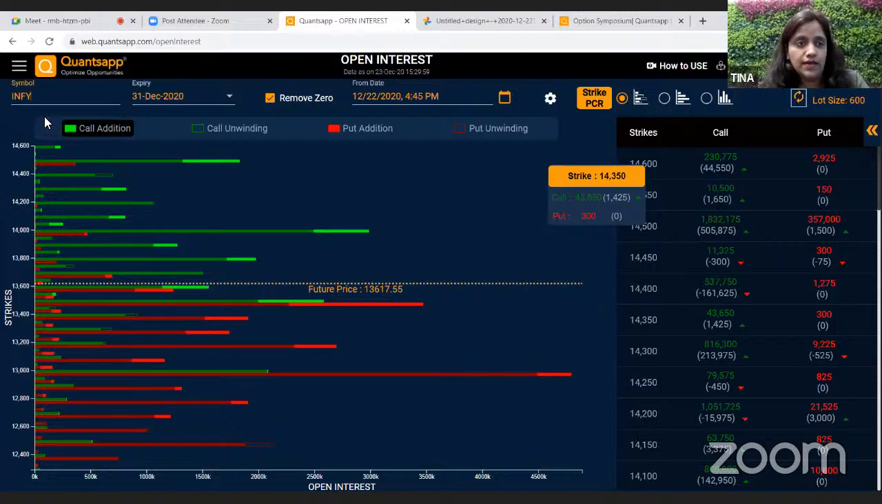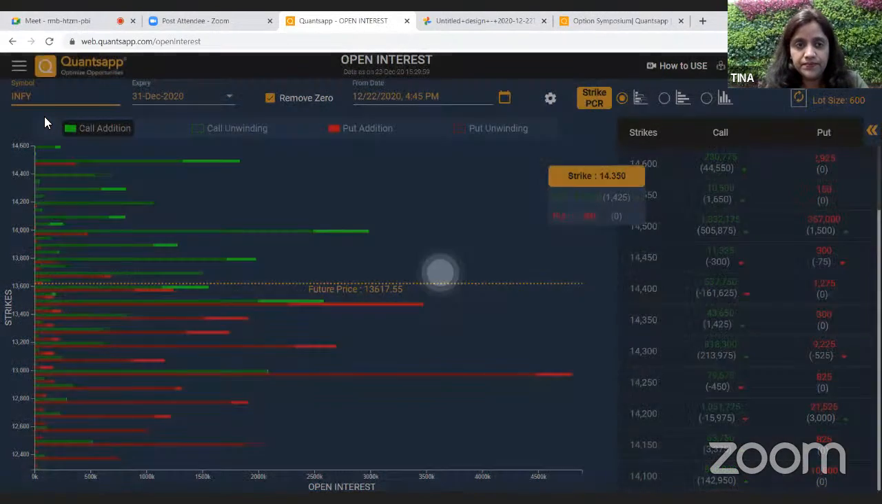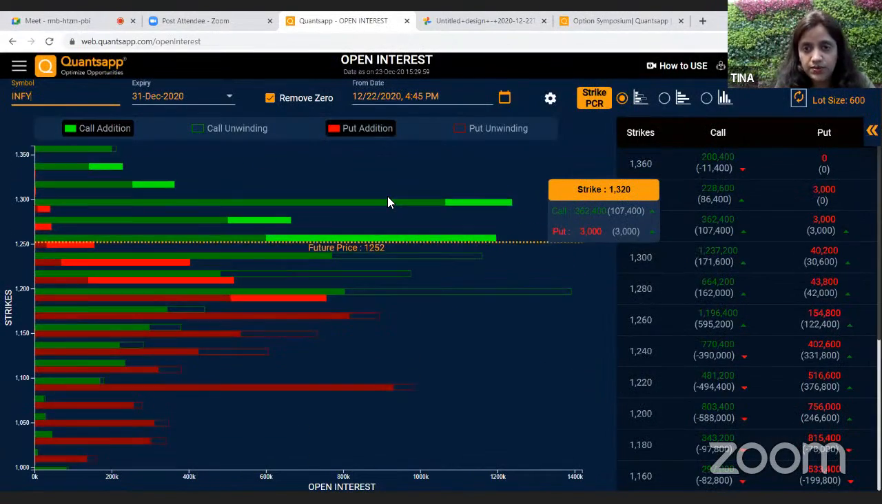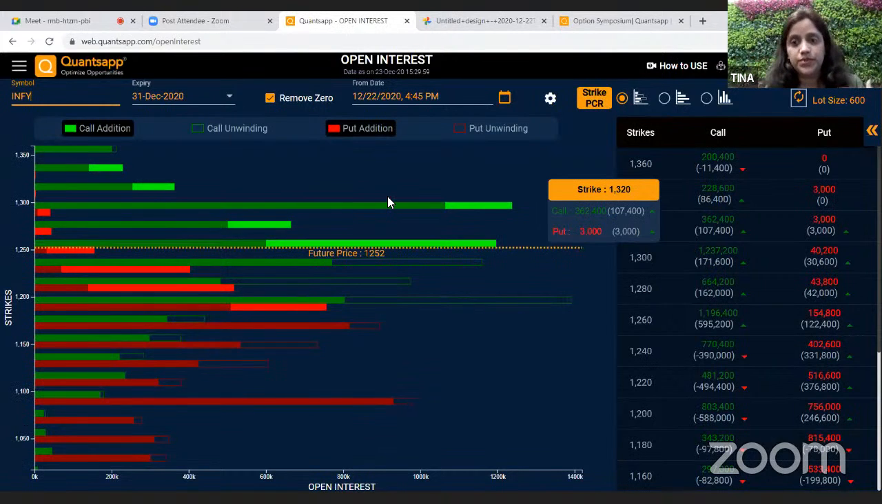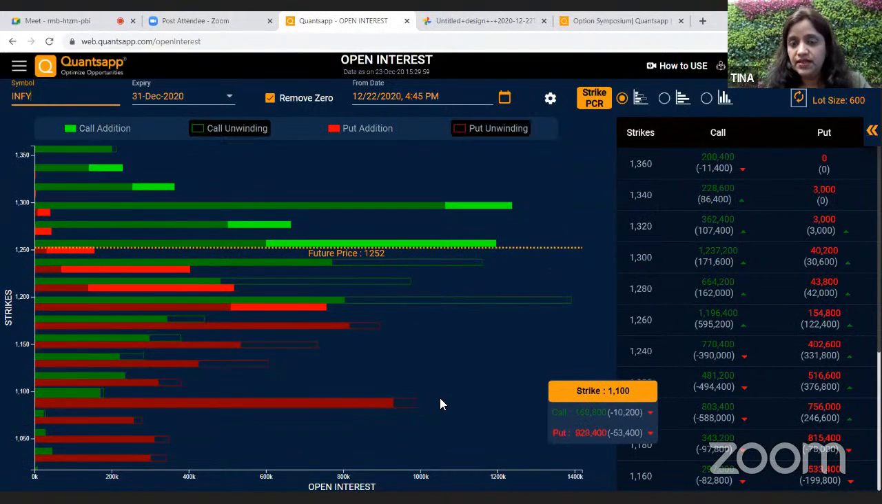Now, say if I change, today IT stocks were under the limelight. So let's look at how Infosys behaved. Now this is what you see, the beauty. If I look at the graph, nothing. Price is 1252. What happened? If you look at the 1200 call, the size of the 1200 call was the highest yesterday.